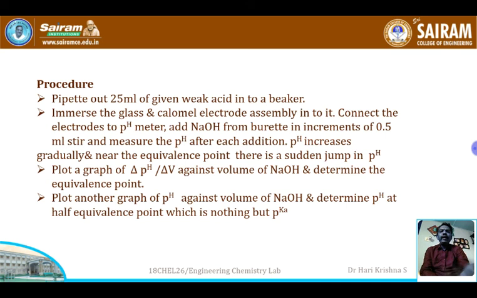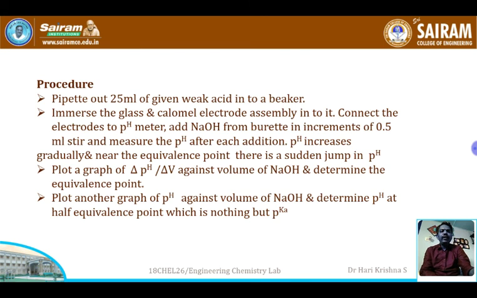Initially, we pipette out 25 ml of the given weak acid, any given weak acid, but here we take acetic acid. We immerse the calomel electrode and glass electrode assembly into the solution and connect it to the pH meter. We add NaOH in increments of 0.5 ml, stir and measure the pH for every addition of NaOH. The pH increases slowly or gradually. Near the neutralization point, there will be a sudden jump in pH.